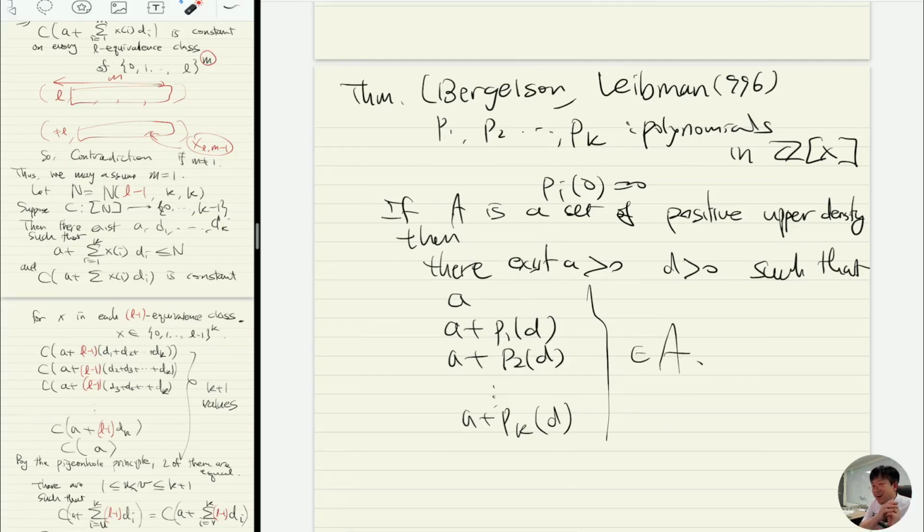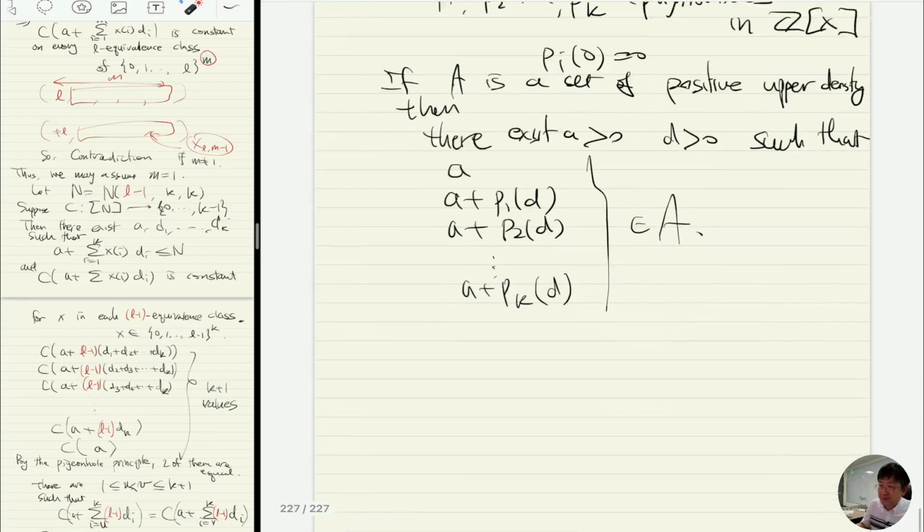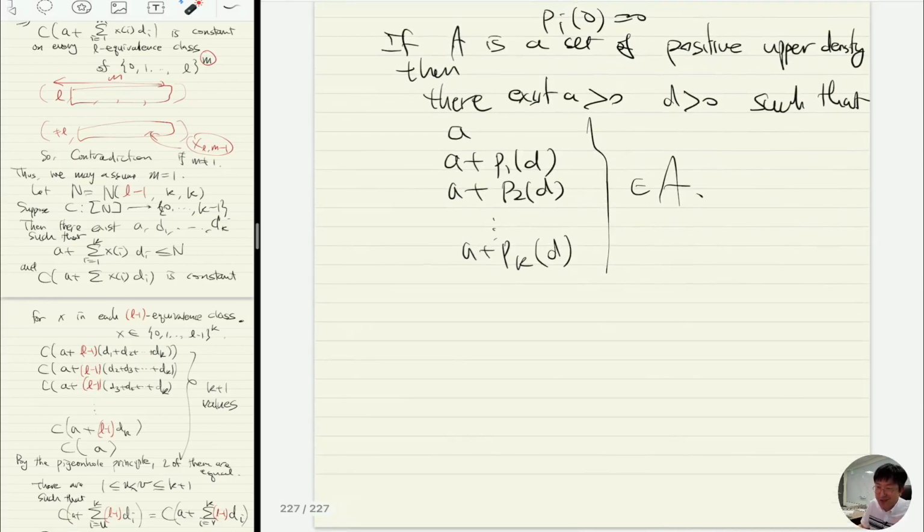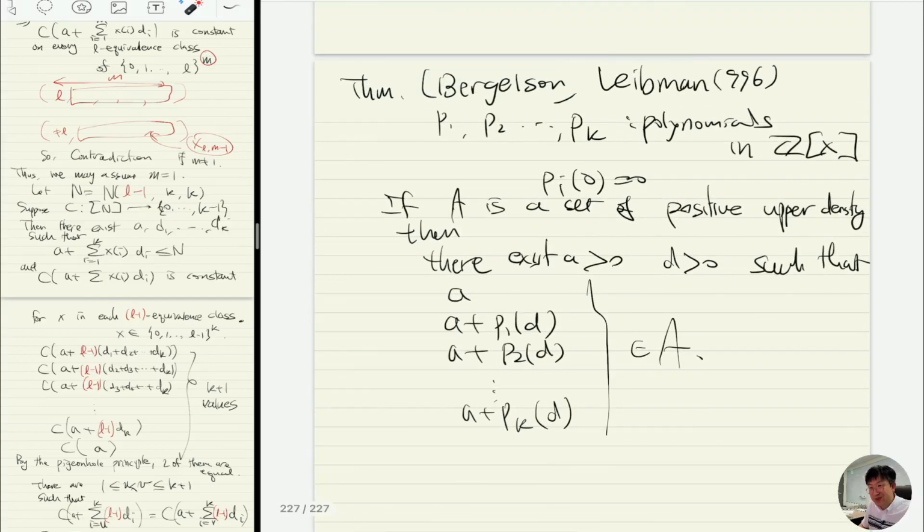And this implies a much stronger theorem. For instance, if I partition the set of positive integers into finitely many sets, then I can always find one set which has a, and a plus P1(d), a plus P2(d), etc. So this is called the polynomial van der Waerden theorem. There are combinatorial proofs of the polynomial van der Waerden theorem, but for this particular statement, there's no combinatorial proof known. The only proof is using the ergodic method.